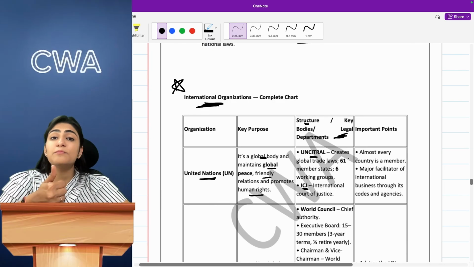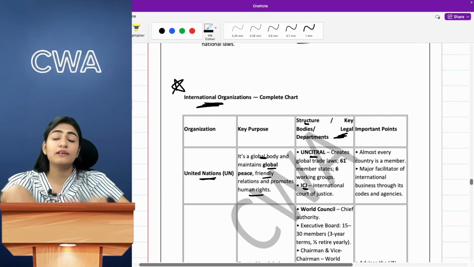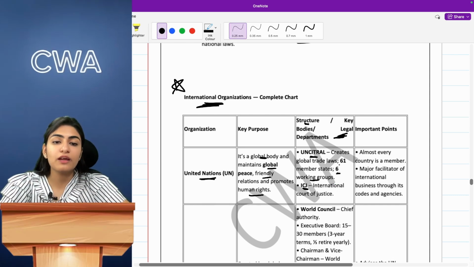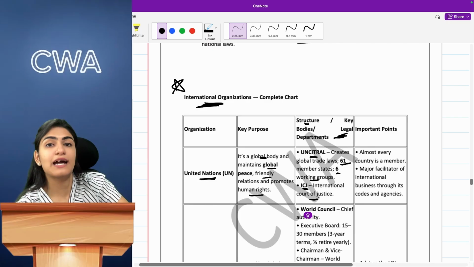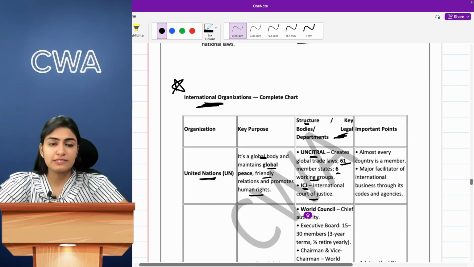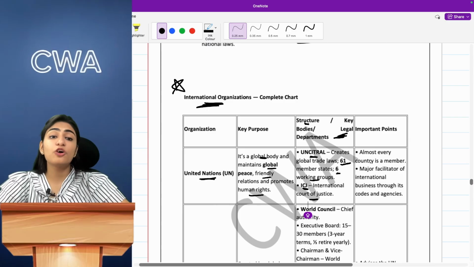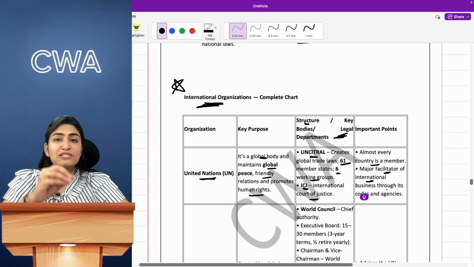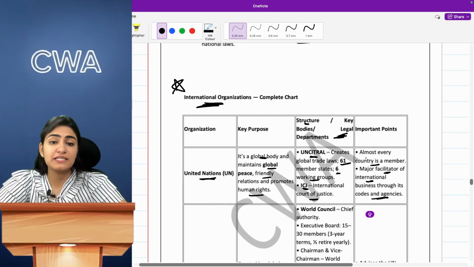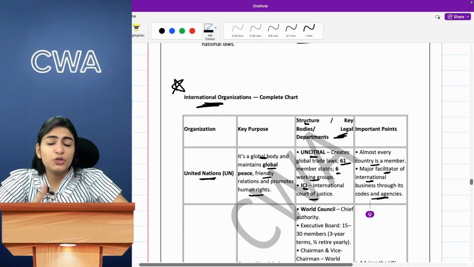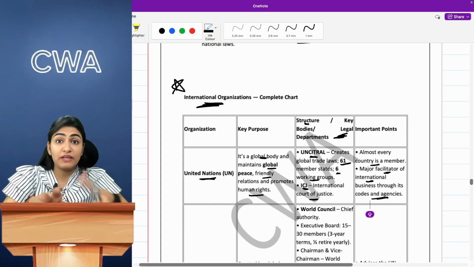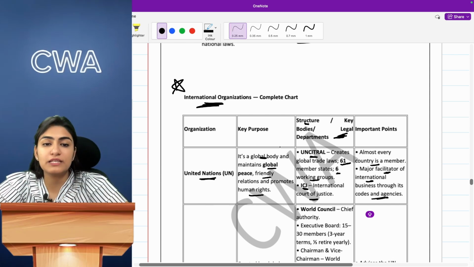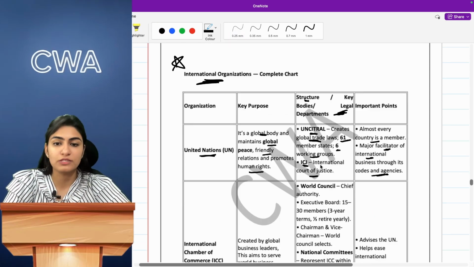It has 61 member countries. Basically, 61 countries are associated as members with UNCITRAL and six working groups. And the second one is ICJ, the International Court of Justice. Now, important points to remember: almost every country is a member of the UN, a major facilitator of international business through courts and agencies. UNCITRAL, to be very precise, is a major body that makes international trade laws. It creates global trade laws.